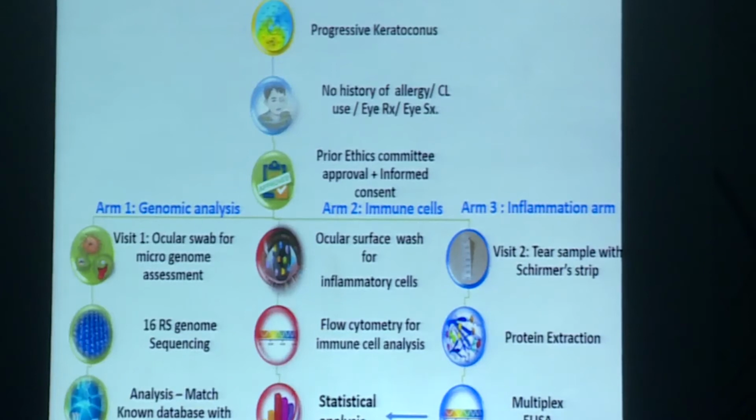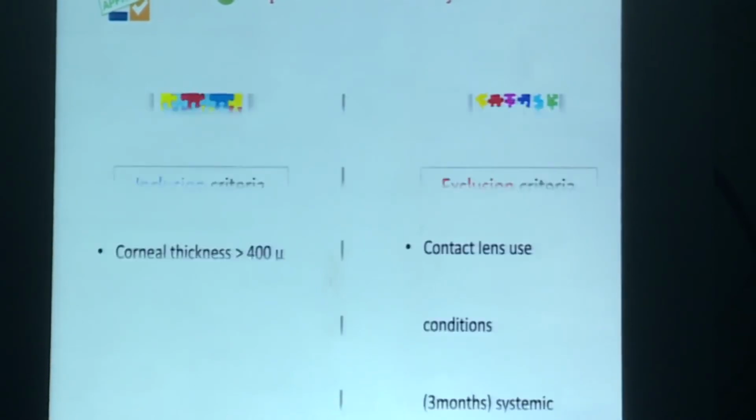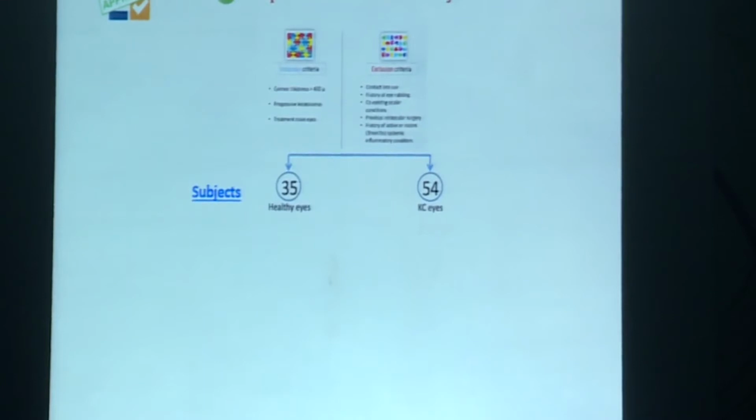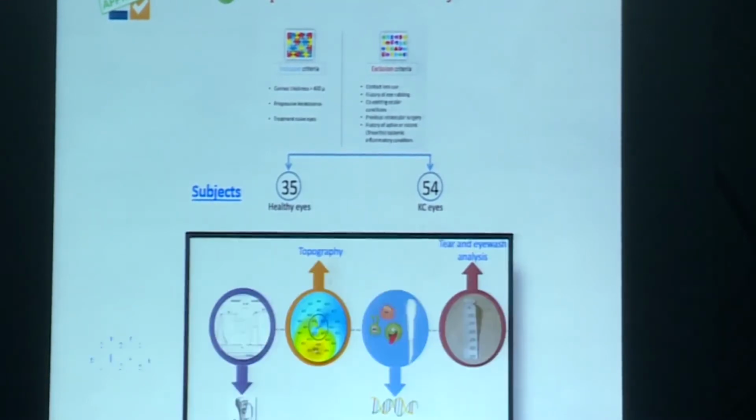This is how the study was designed. It included 3 arms: the genomic analysis, the ocular surface immune cell analysis, and the inflammation arm from the tears. It was a prospective interventional study with prior ethics committee approval and patient consent. We had strict inclusion and exclusion criteria. Patients with prior contact lens use, history of eye rubbing, or history of any prior eye surgery or treatment were excluded from this study. We included 35 healthy eyes and 54 keratoconic eyes spread over different grades of keratoconus.